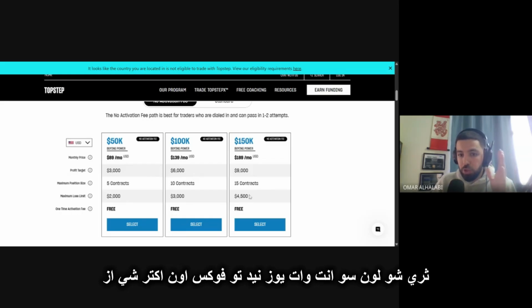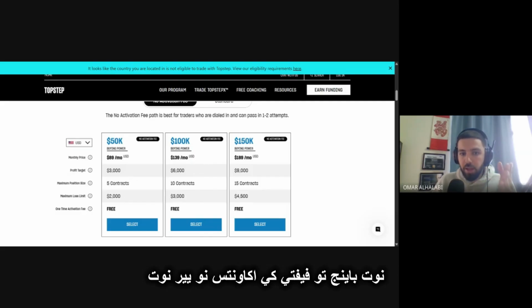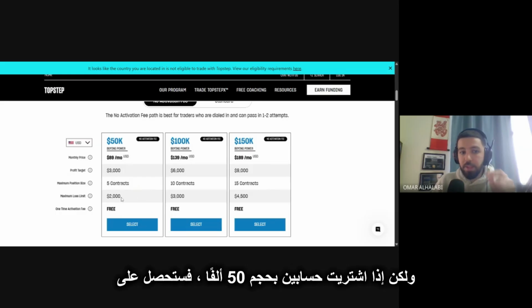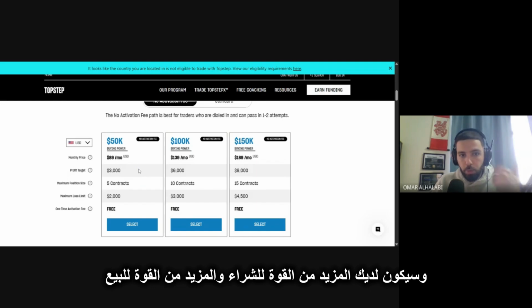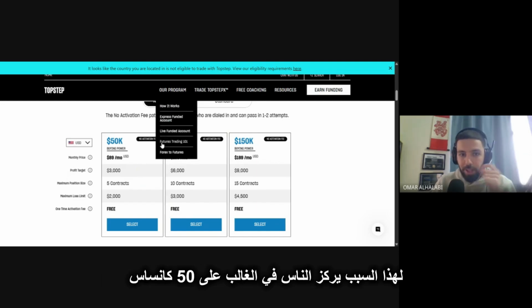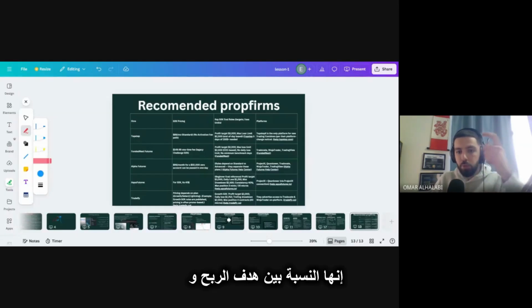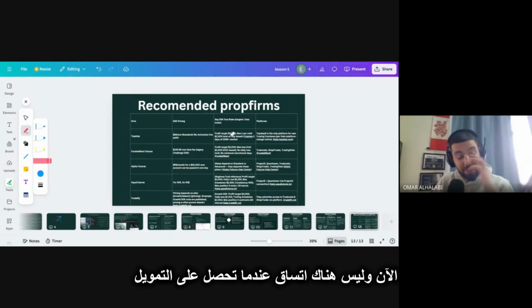So what you need to focus on most is the drawdown of the account. Here you're not buying two 50K accounts, you're buying less than two 50K accounts. But if you bought two 50K accounts, you'd have more drawdown, more power to buy and sell and to trade. That's why people mostly focus on 50Ks. That's the reason: the ratio between the profit target and the loss rate. Okay, so TopStep is beautiful because there are no activation fees now, and there's no consistency rule when you get funded.